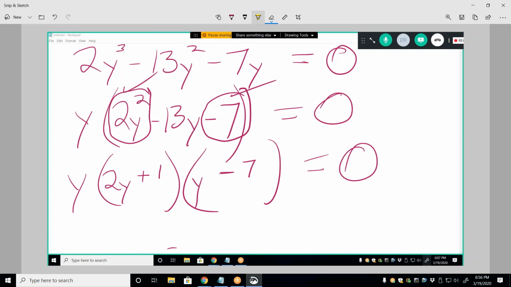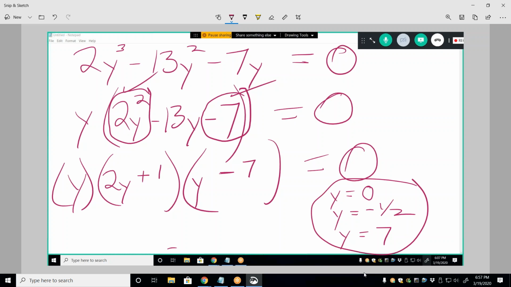Now, how many solutions are there? There should be 3 because it's a cubic, correct? Exactly. What are they? So y equals 0. Good. That's the one most people forget. Whenever that variable is out there all by itself, they don't think of 0 as being one of the answers. Then y equals -1/2. And then y equals +7. Yep, that's it.